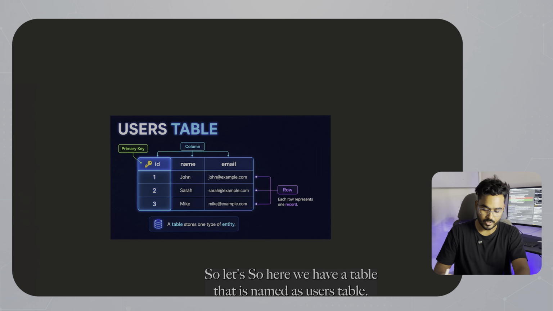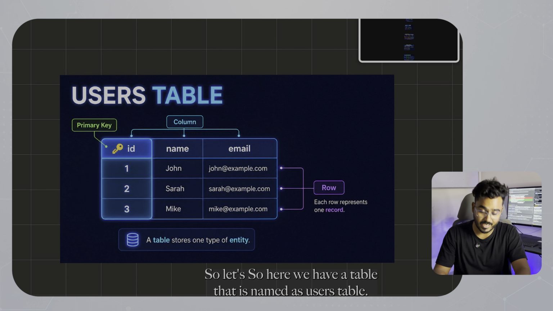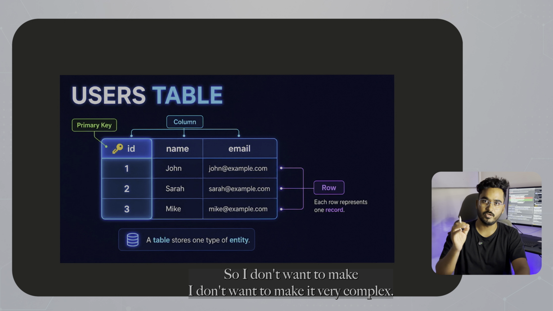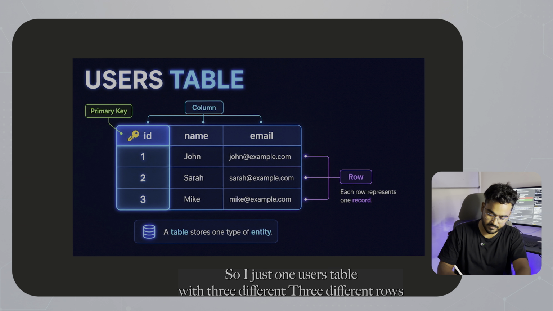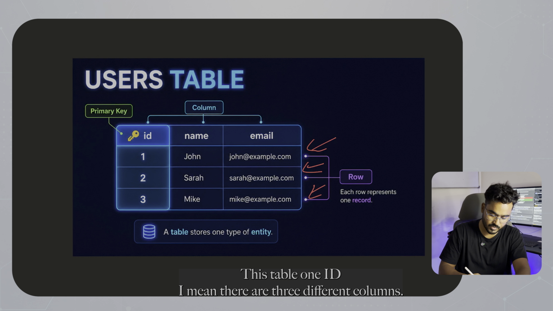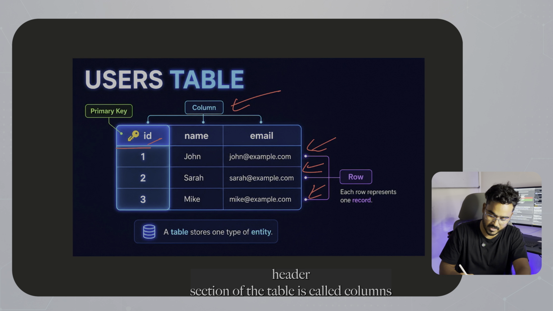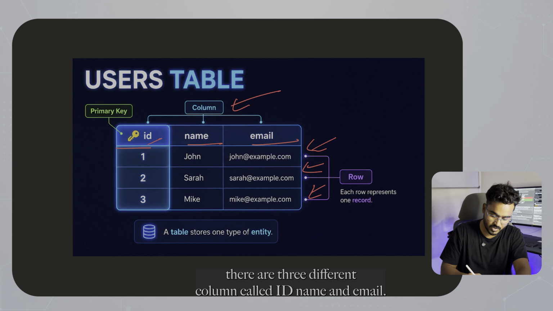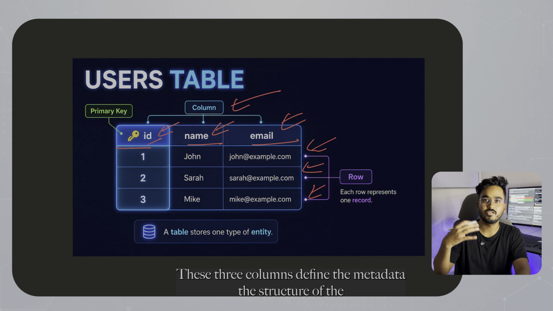So let's start. Here we have a table named users table. I want to keep it simple, so I just have one users table with three different rows. Three different rows means these are three different data. This table has three different columns. The header section of the table is called columns, and the three columns are ID, name, and email. These three columns define the metadata, the structure of the table.